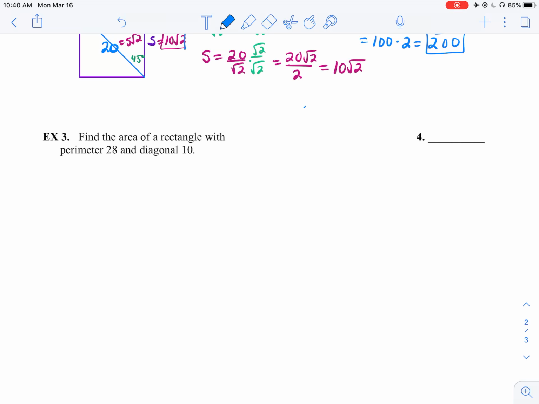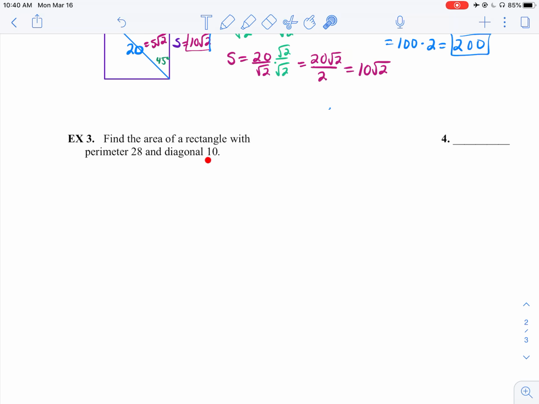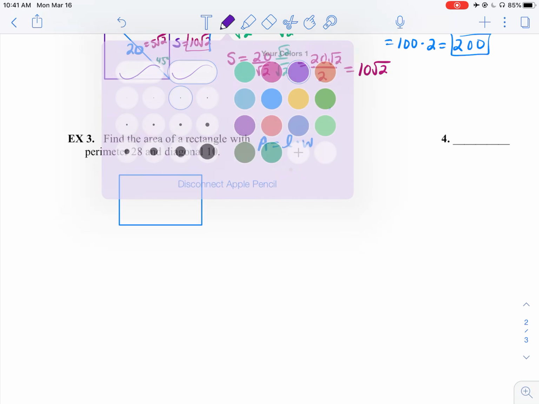So next up in number 3, we are asked to find the area of a rectangle with a perimeter of 28 and a diagonal length of 10. The interesting thing to note here is they didn't tell us what either the length or the width is. So when we go to try to apply our formula, the area is length times width, we don't have either piece. So let's see what we can do.